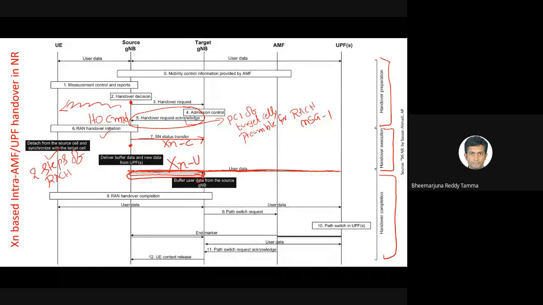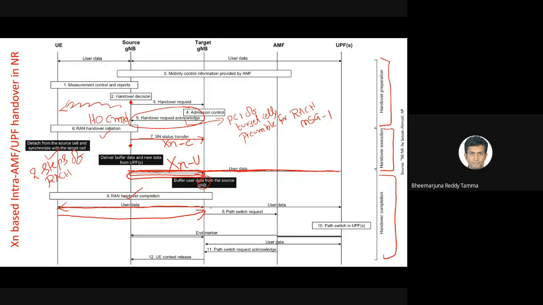Now finally, we have the RRC reconfiguration complete. Okay, that means the user is successfully connected with the new base station. Now look at what is happening here. All the buffered data which has already come here, I can transmit to the user. And if the user has any uplink data, that also it can transfer to the new base station, or the target base station.